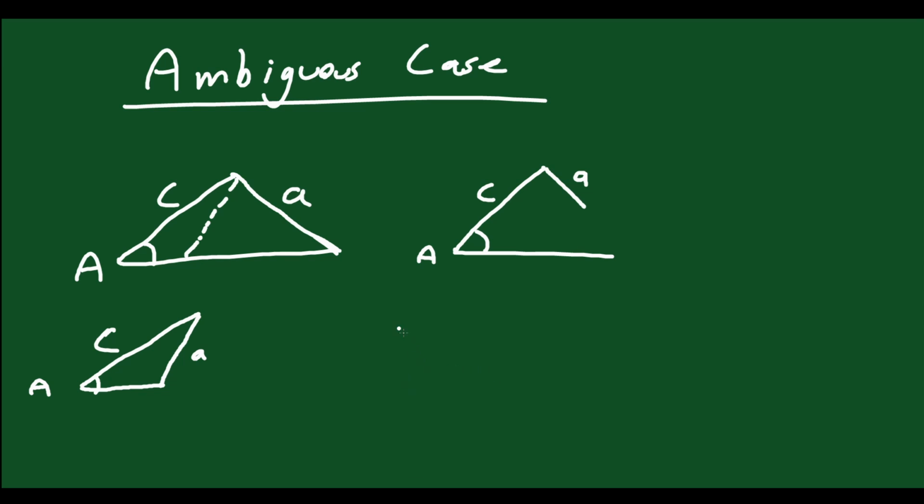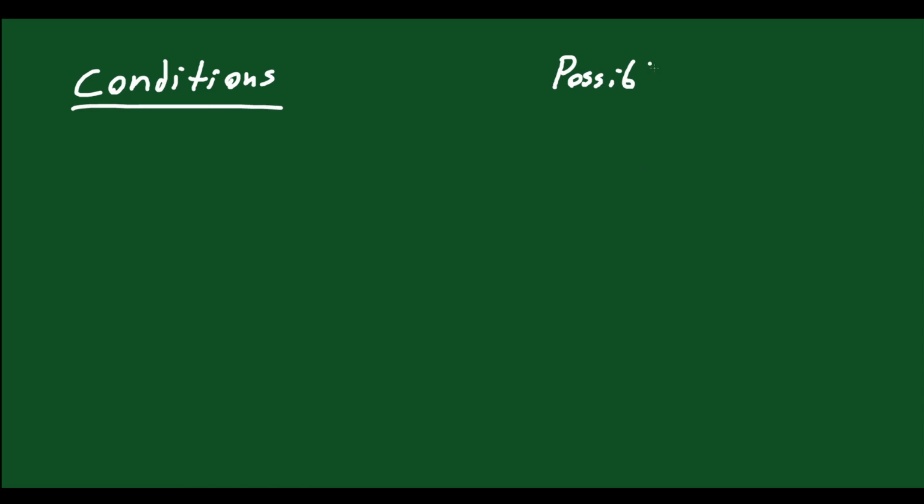And so we have to figure out what we're dealing with when we're given measurements of a triangle, right? This is what's known as the ambiguous case. So what we can do is categorize these scenarios based on some conditions. So we're going to have some conditions, and we're going to have some possible triangles. And you're going to see when each triangle occurs based on these conditions.